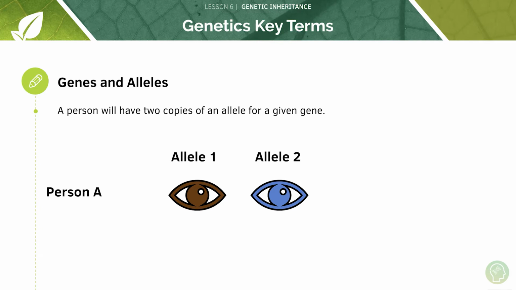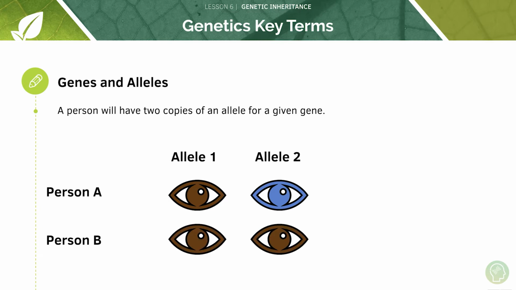Now, a person will have 2 copies of an allele for a given gene. So, for example, everyone has a gene for eye colour. So one person may carry an allele for blue eyes and an allele for brown eyes, whereas another person might carry 2 alleles for brown eyes, as we can see here.